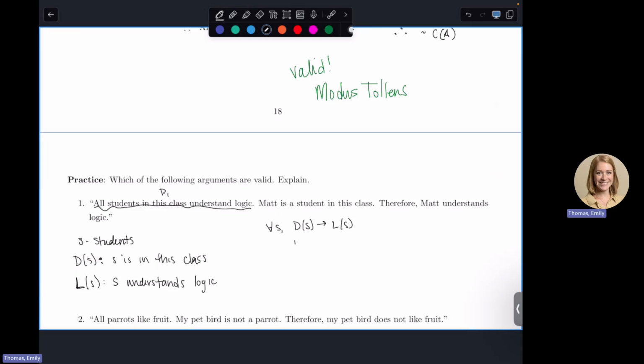Matt is a particular student in this class, so we'll call that D of M for Matt. That's premise 2. And then the conclusion, L of M. Do you think that this argument form is valid or not? Yes. Why? It is modus ponens.